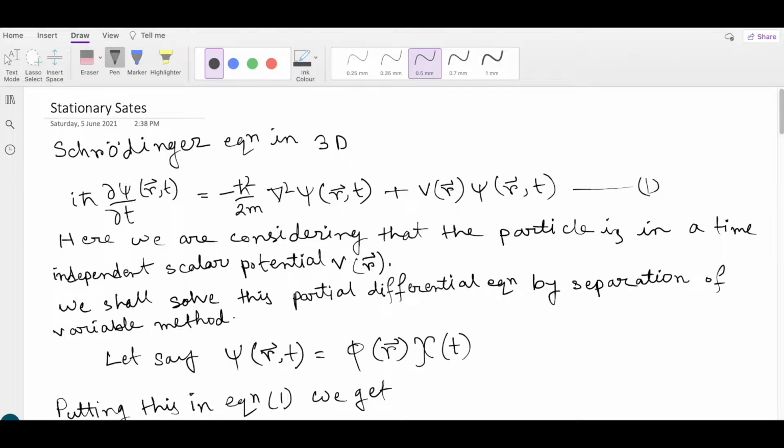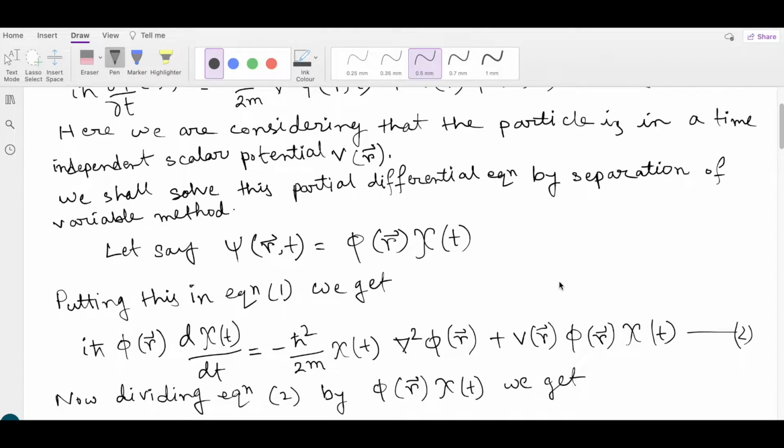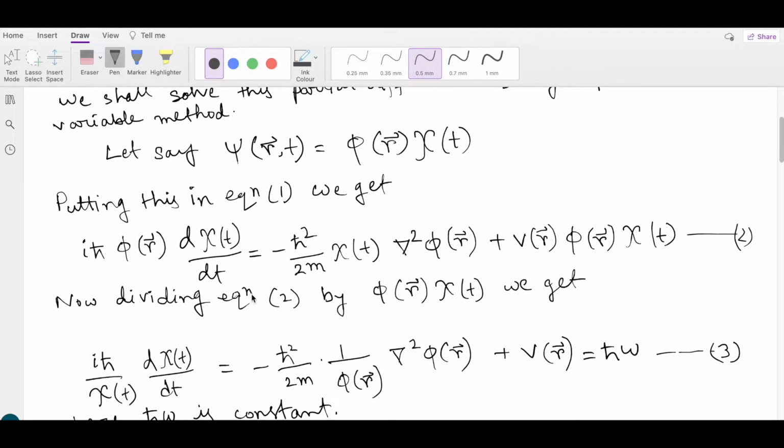We shall solve this partial differential equation by the method of separation of variables. Let's say ψ is φ(r)χ(t), where φ is only a function of r and χ is only a function of t. Putting this in equation 1, that is in the Schrodinger equation, we get equation 2. Just put ψ equals φχ in equation 1 and you will get equation 2.